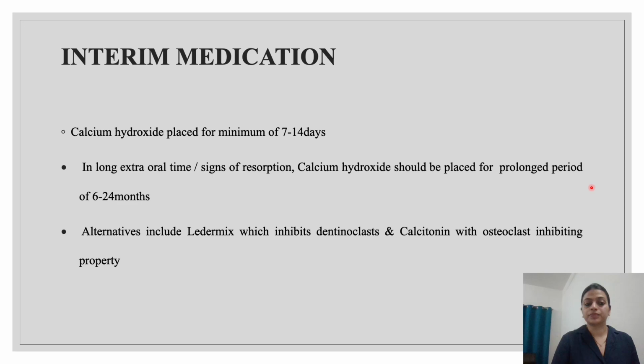For interim medication, calcium hydroxide is placed for a minimum of 7 to 14 days. In long extraoral time, that is where the time elapsed was more than 60 minutes, or if there is any sign of resorption, calcium hydroxide is to be placed for prolonged periods of 6 to 24 months. Alternatives include Ledermix, which is a mixture of doxycycline, which inhibits dentinoclasts, and calcitonin with osteoclast-inhibiting property. So these are some of the alternatives which can be used, but the most commonly used medicament is calcium hydroxide.